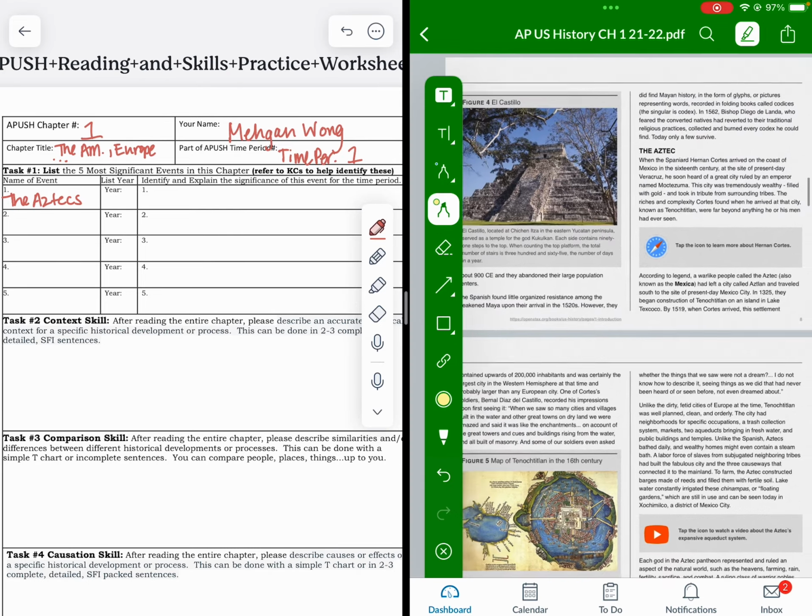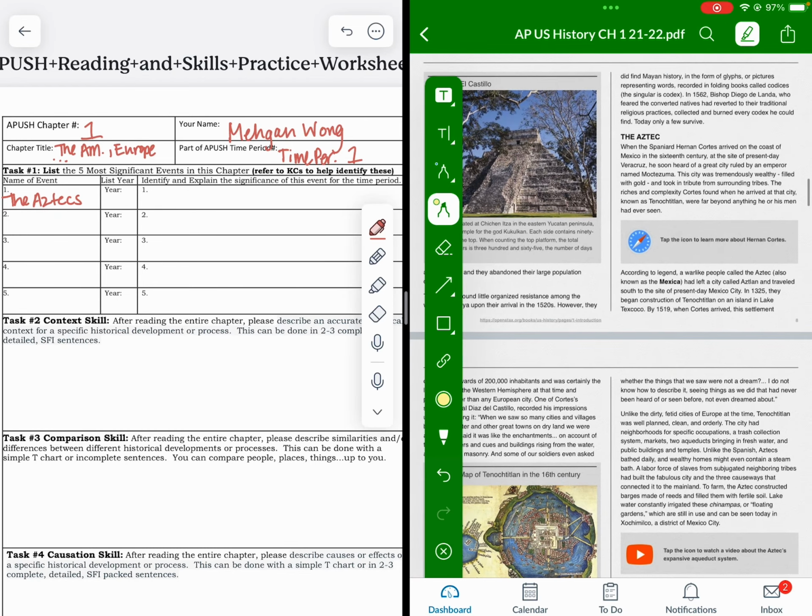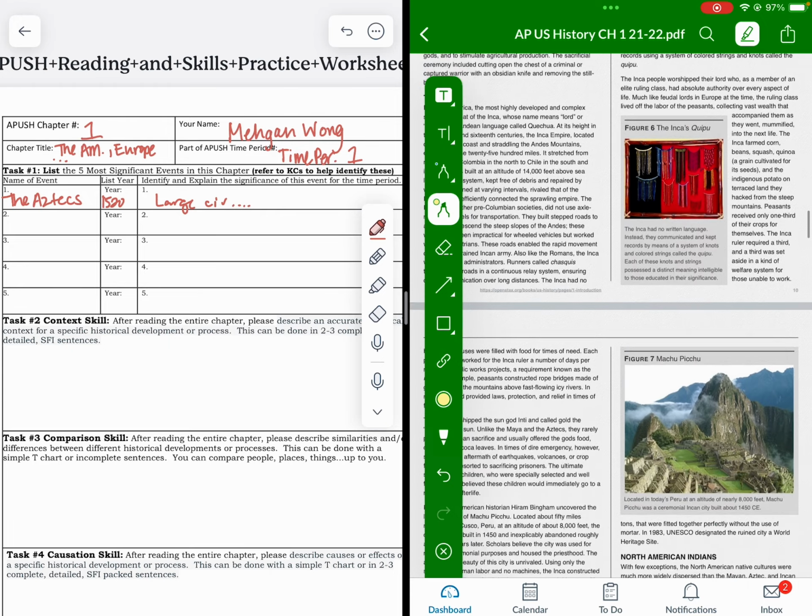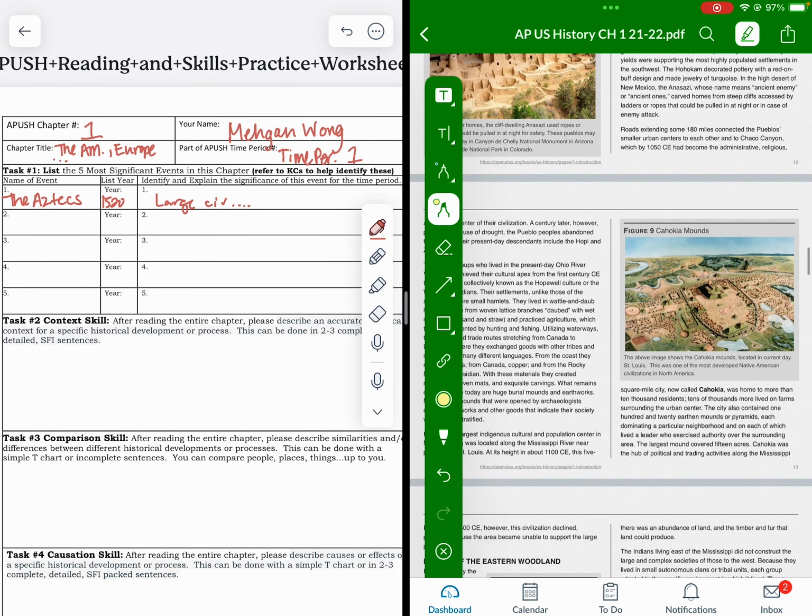The year doesn't necessarily have to be a specific year, but we're going to say, in the early 1500s, 1520. And then you're just going to give a definition of who the Aztecs were. So a large civilization, so on and so forth. And you do that for 5 terms. And you get to choose any terms, events, people, important things that are going on.